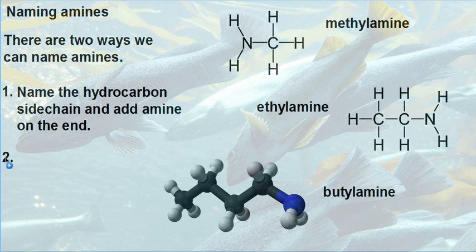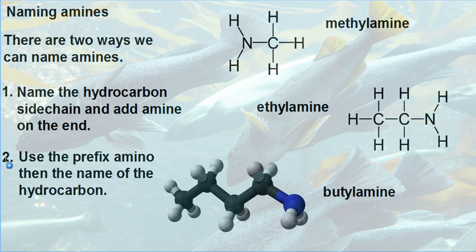If we have a look at a second way, you can use the prefix amino and then name the hydrocarbon. And for these three structures, they would be an alkane hydrocarbon because all the carbons have only single bonds. So if we have a look at this first structure here, methylamine, using the amino prefix, we would call that aminomethane.